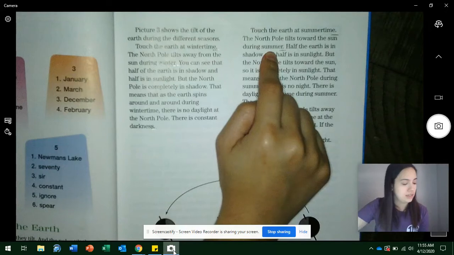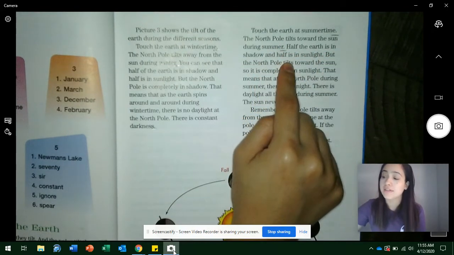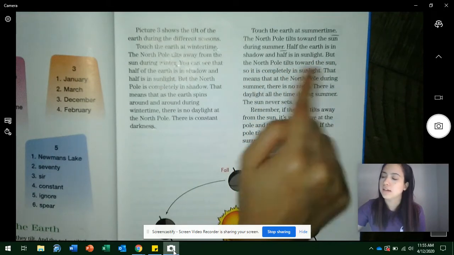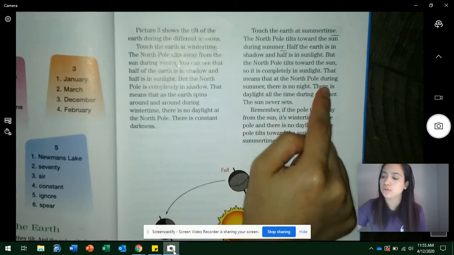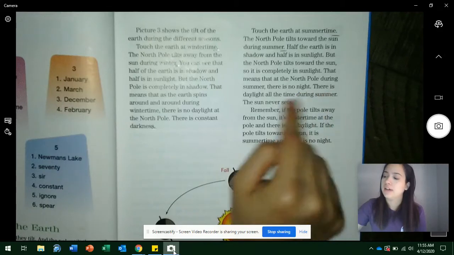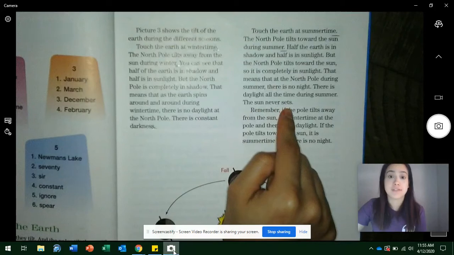Awesome. Now I'm going to continue reading. Half the earth is in shadow and half is in sunlight, but the North Pole tilts toward the sun, so it is completely in sunlight. That means that at the North Pole during summer, there is no night. There is daylight all the time during summer. The sun never sets.